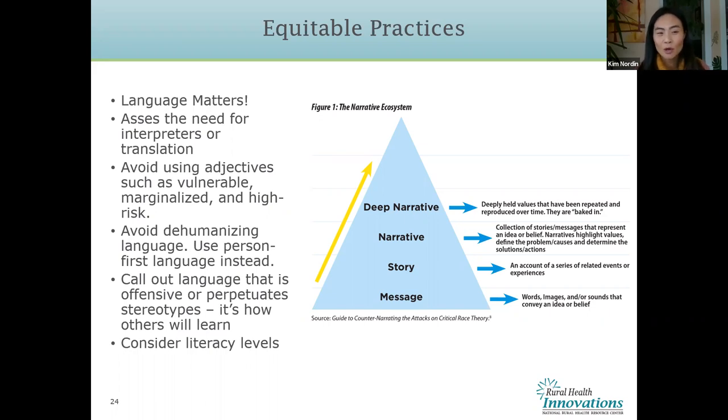And you can learn more about that and some better ways to use those words in the document that I just mentioned. Avoid dehumanizing language, so using person-first language instead. And calling out language that's offensive or perpetuates stereotypes when you hear them. Consider literacy levels when creating communications or marketing materials.